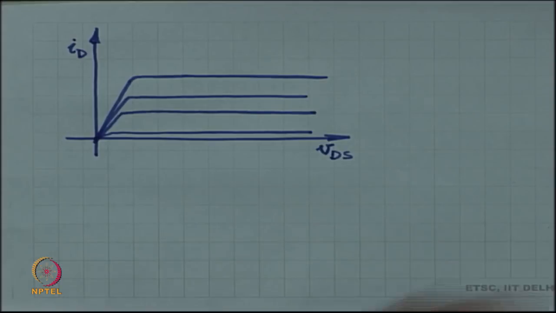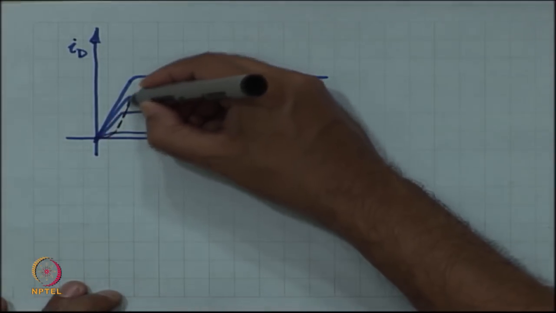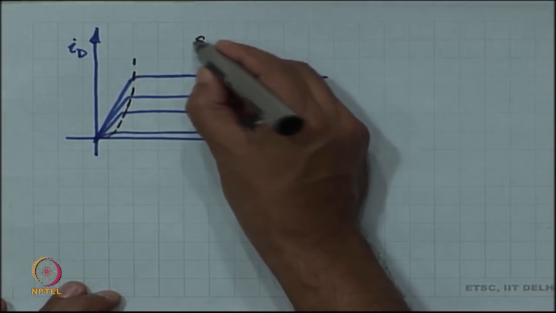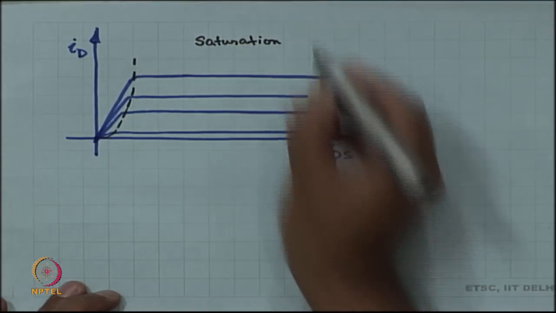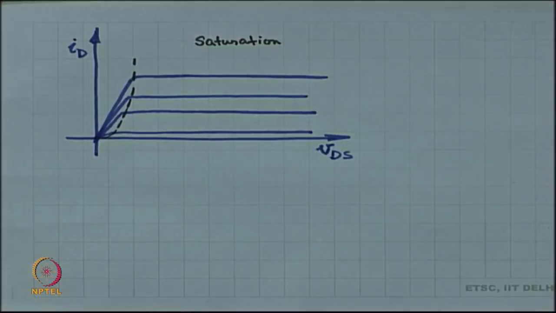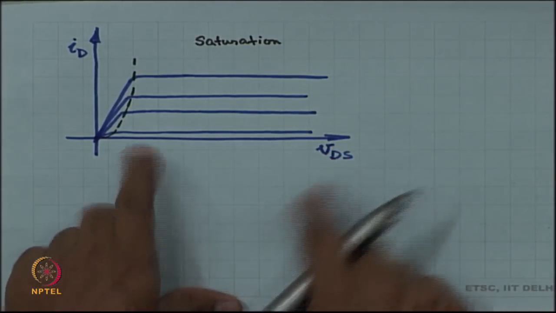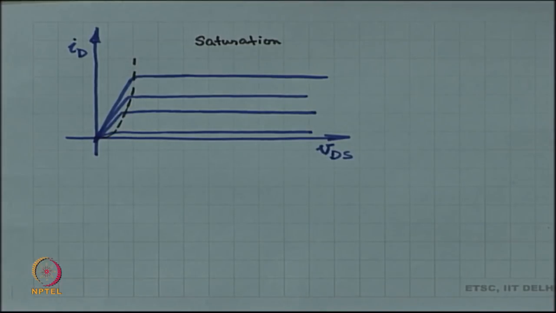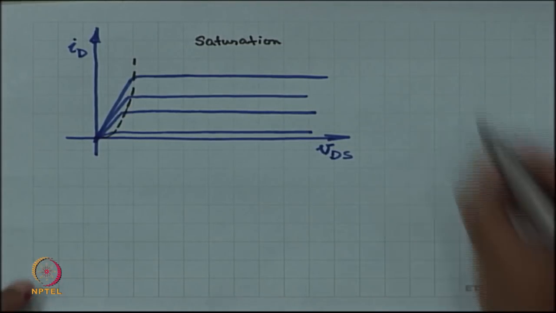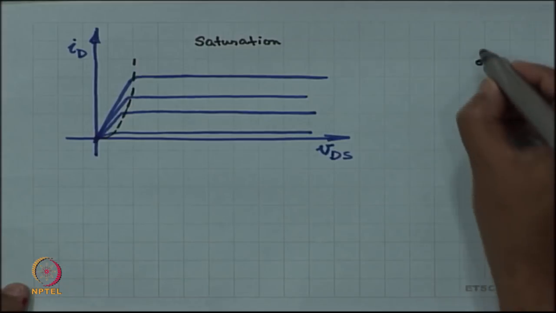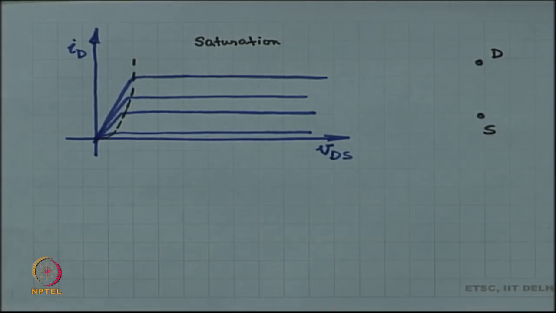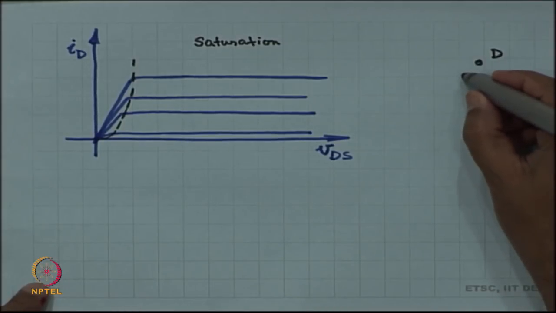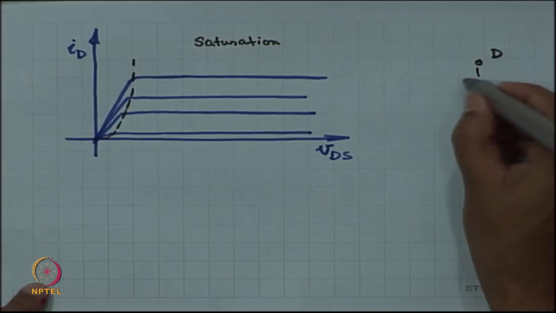Because in the flat region, in the saturation region of the MOSFET, the current does not change no matter what VDS is, right. The drain current. So, I have got the drain, I have got the source, in between I have got something, right. In between I have got the MOSFET.